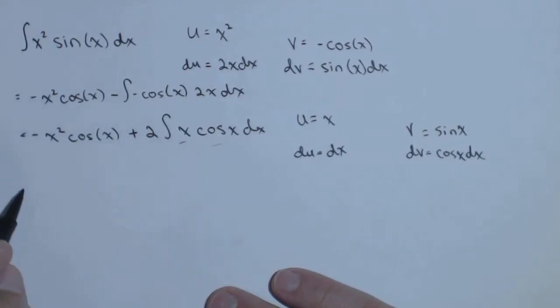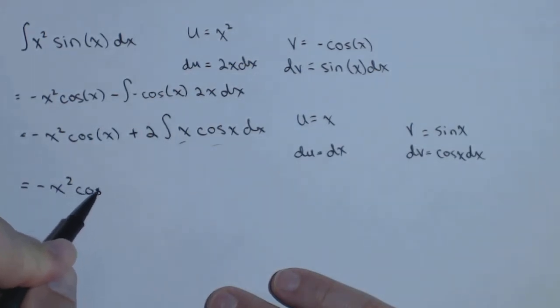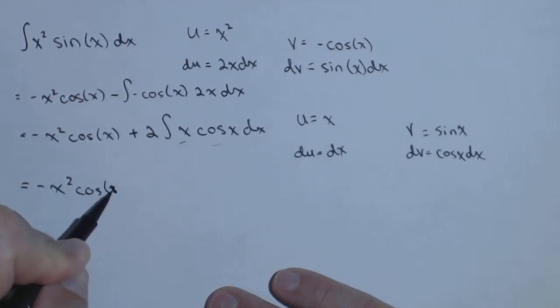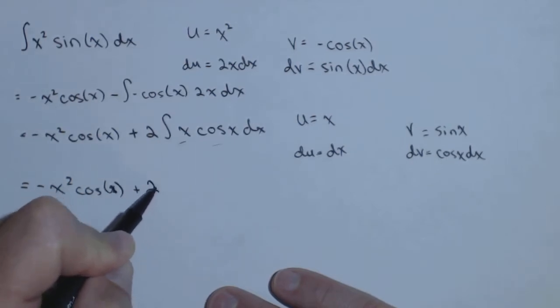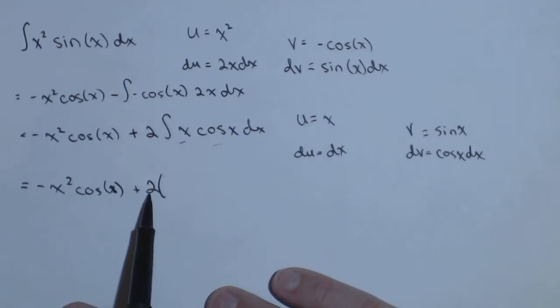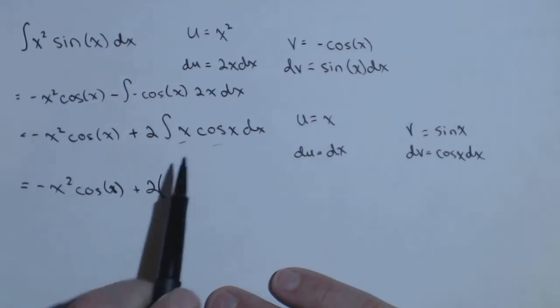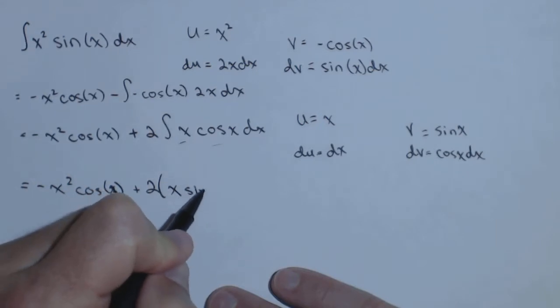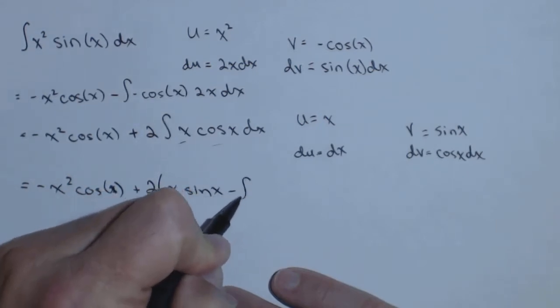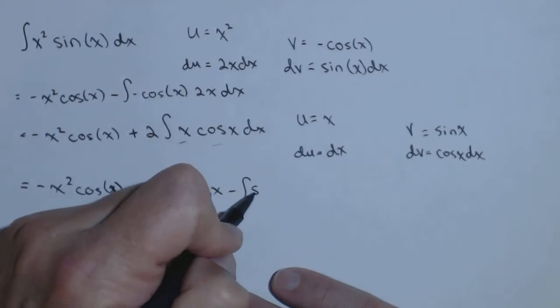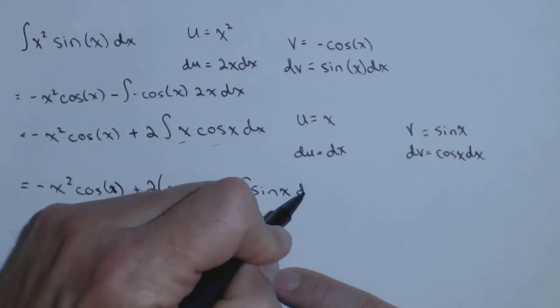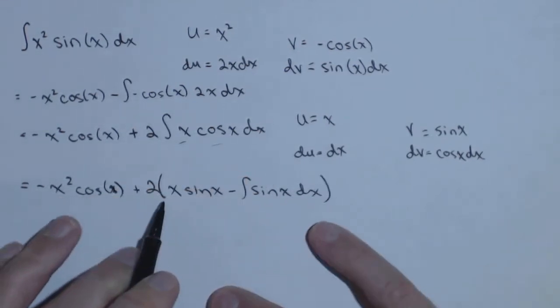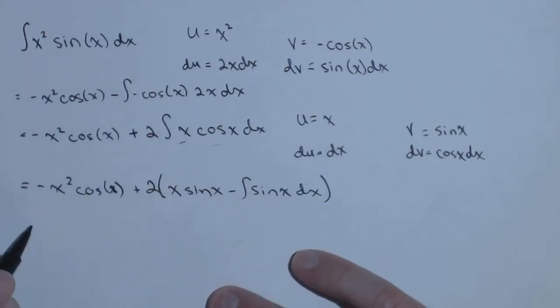So this one's not too bad. Now here's where you have to be a little careful. You have that 2 out front. So when I put in my next round of integration by parts, it all needs to get multiplied by the 2. So I've got my uv, which is x sine x minus the integral of v du, sine of x dx, and I have that in a set of parentheses.